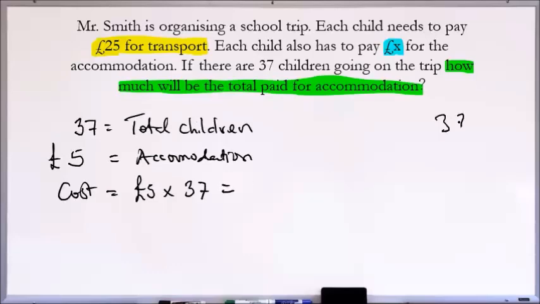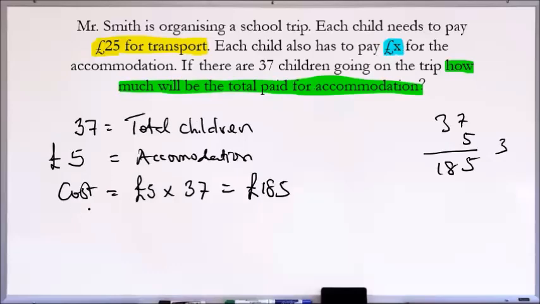We'll have 37 multiplied by 5. 5 times 7 is 35, give a 3, that's 15, and that will be 18. That means we'll be paying a total of 185. But this question doesn't say that. It says X pounds. That means the amount is not known and the amount is being represented by X.